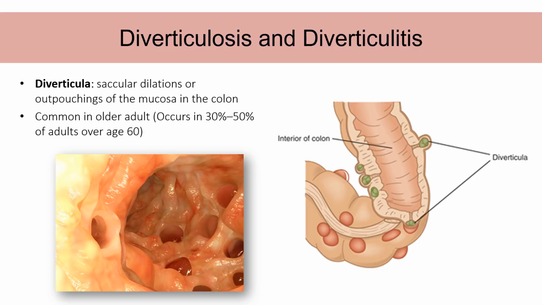Next is diverticulosis and diverticulitis. So we need to know what a diverticula is. A diverticula is a little sac or pouch on the mucosa of the colon. You can see here on the right side of the picture, there are these little pouches that extend out from the interior of the colon. Diverticulosis is just the presence of these little sacs. Diverticulitis is when these sacs become inflamed and infected. Okay, so that's the difference.